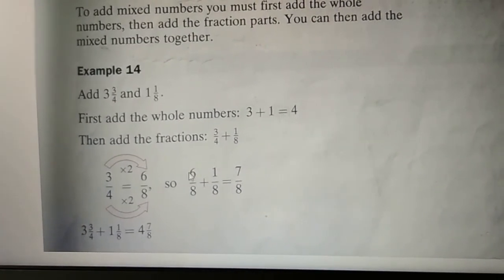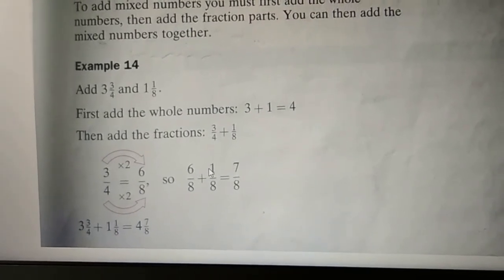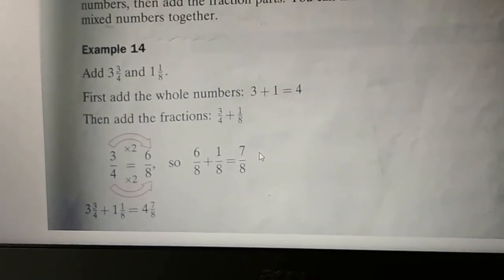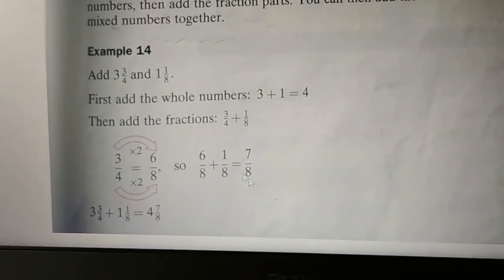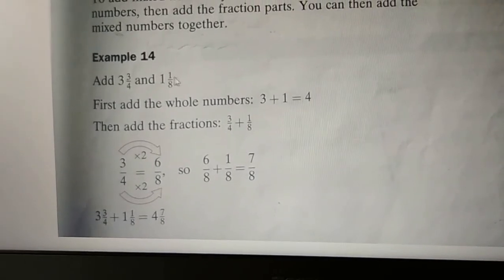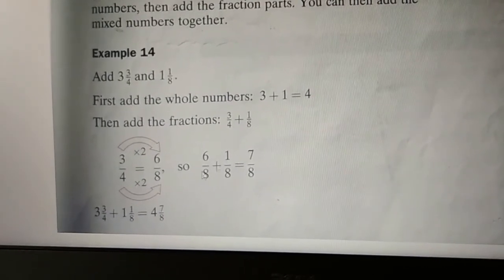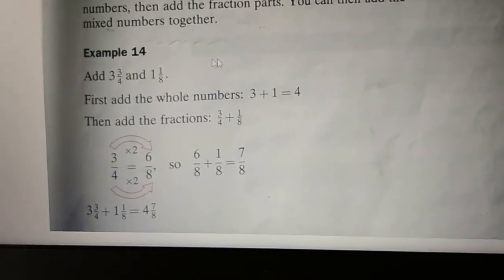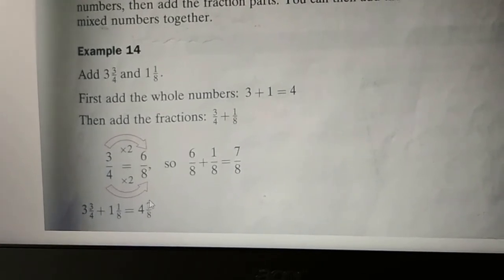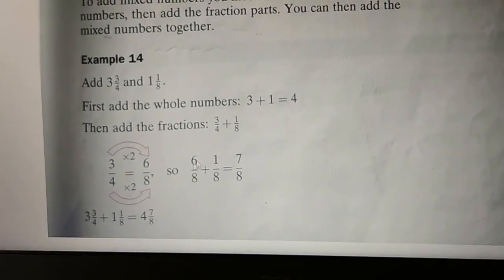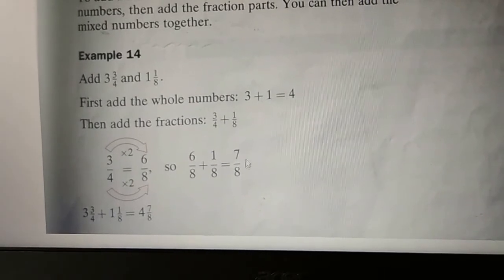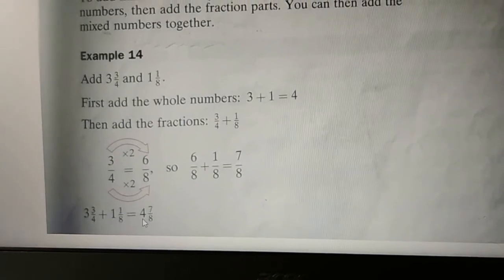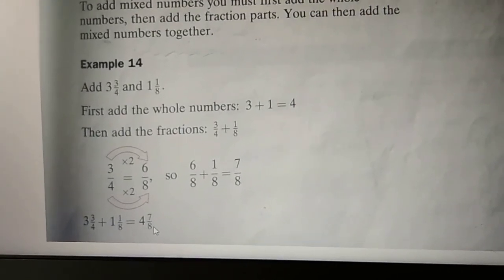In the numerator we have 6 plus 1, so just add normally. 6 plus 1 is 7, so the fraction is 7 by 8. Now we have the addition of these two: 3 by 4 plus 1 by 8 is equal to, from the whole numbers we got 4, so just write down 4, and from the addition of the fractions we got 7 by 8, so write down 7 by 8 as the mixed fraction. So our answer will be 4 7 by 8 in the form of a mixed fraction.